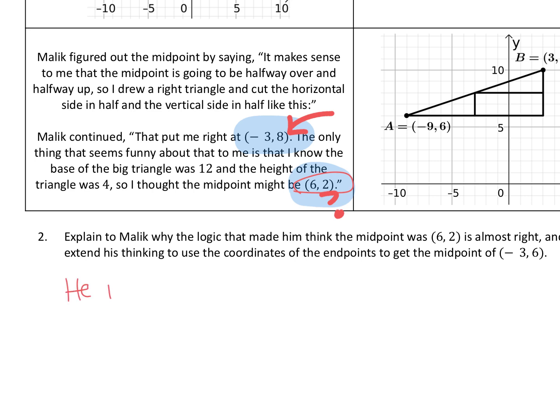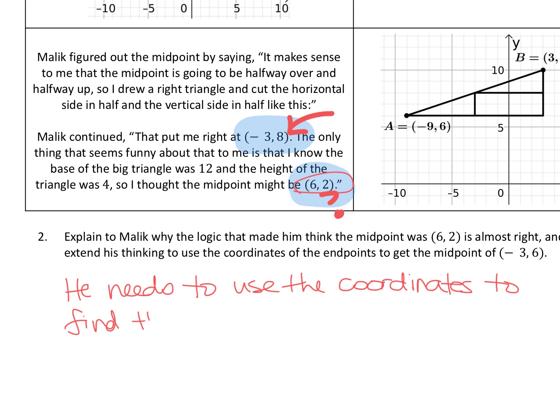So he needs to use the coordinates to find the midpoint. Okay, so you can't just use like the slope step of 4 and 12. You actually need to take into account where you start and where you end. Like we went up 4 and right 12, but we didn't start at the origin, right, 0, 0. We started at -9, 6.